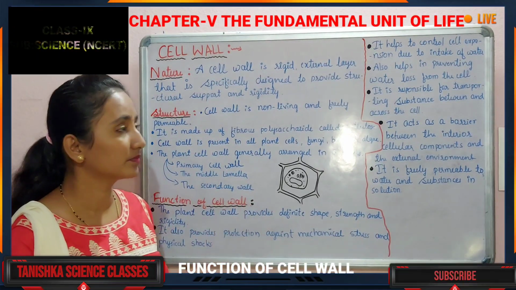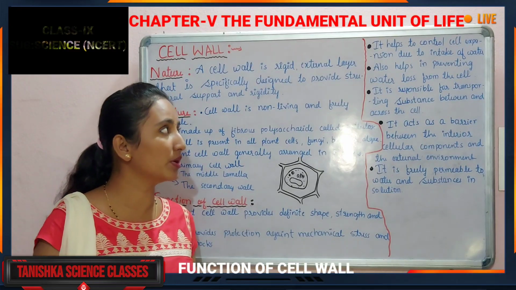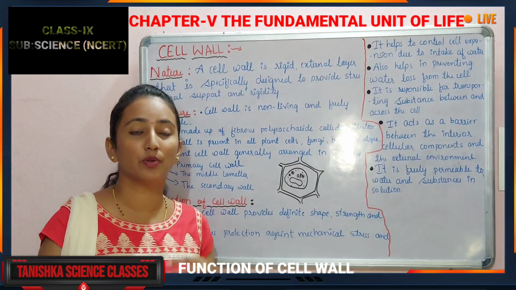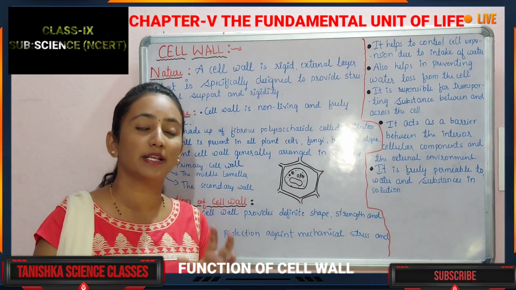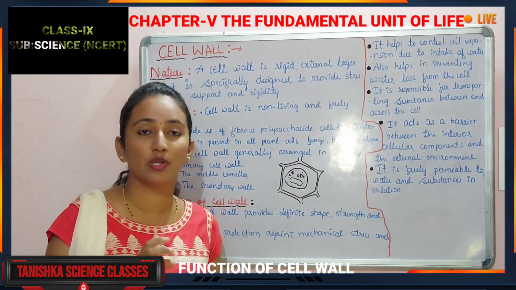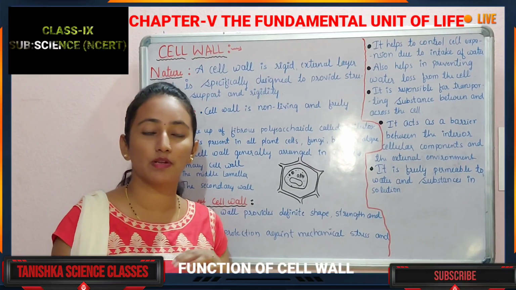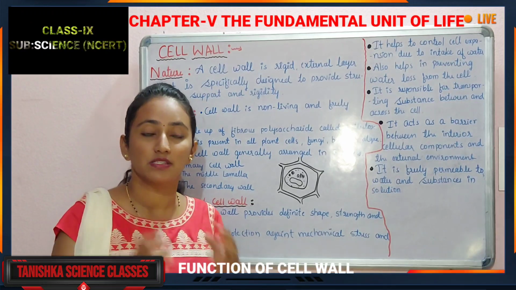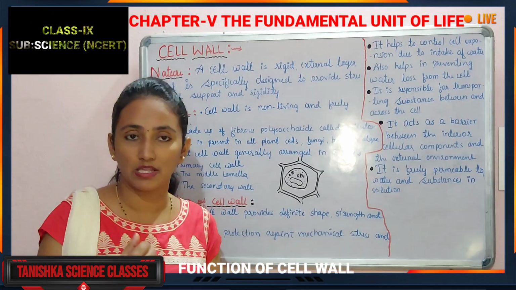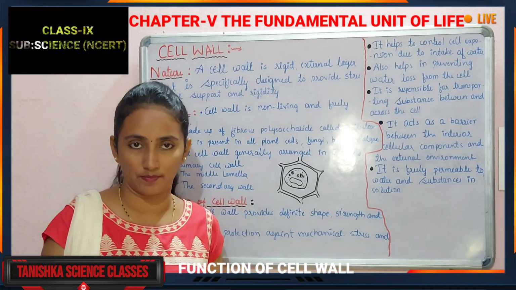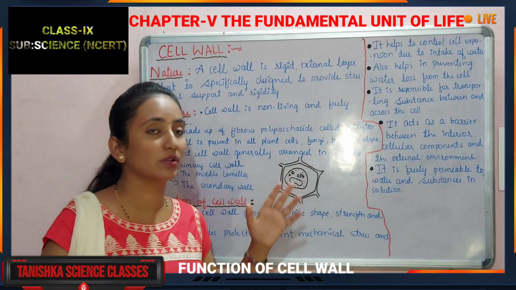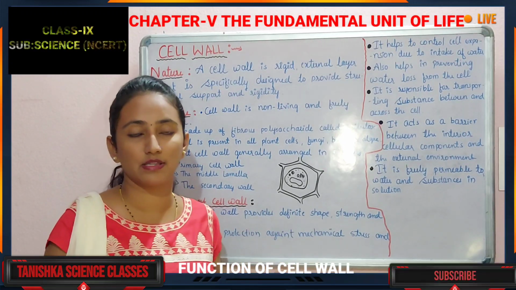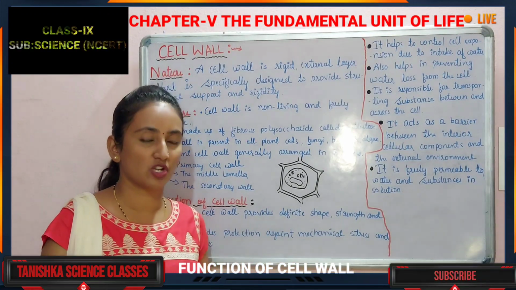Next, it helps to control the cell expansion due to the intake of water, as I have said. By the property of osmosis, by the process of osmosis, what happens? Water will come into the cell. At that time, what should happen? The cell will gain water and it should expand its shape. Is it right? So who will control the expansion of the cell here? Cell wall helps in controlling the expansion of the cell.